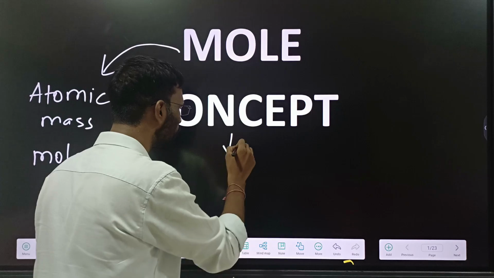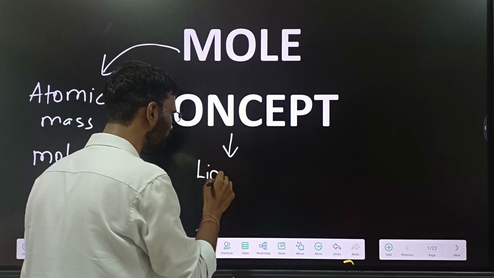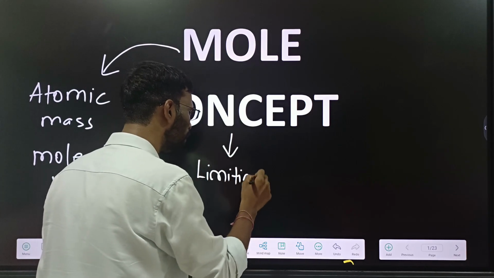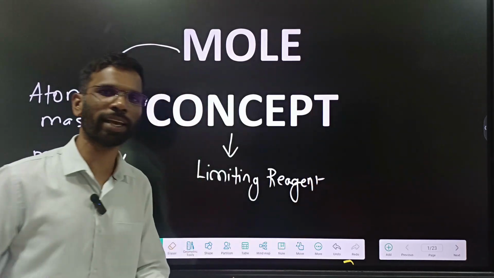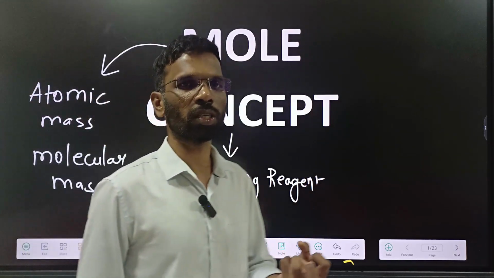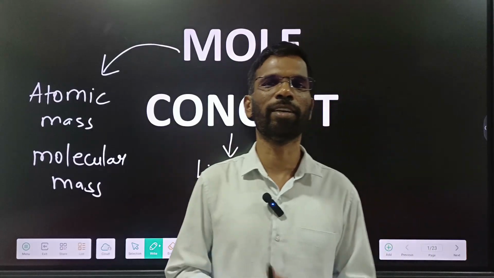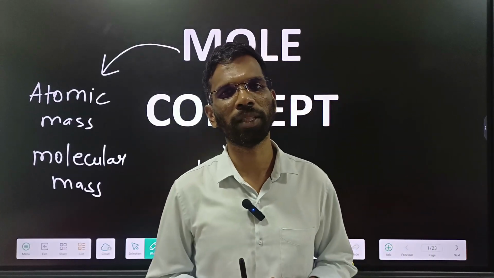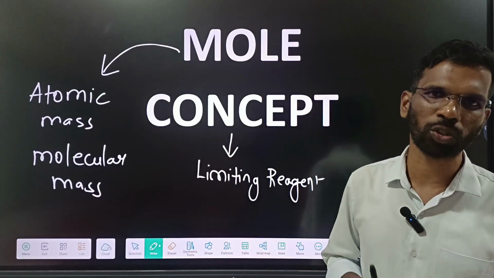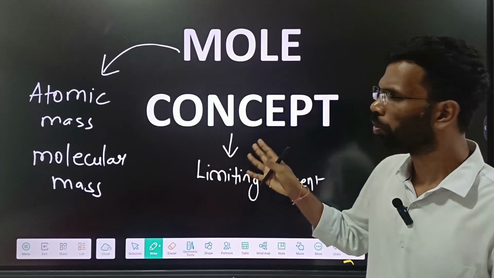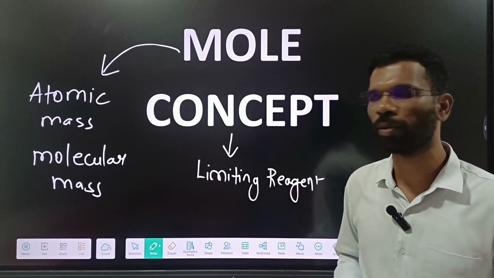Then there is the concept of the limiting reagent. This is the basis for many reactions. Just because certain amounts of reactants are supplied doesn't mean that all the reactants will get consumed. They will be consumed in a certain stoichiometry. For that, the limiting reagent is also very important.